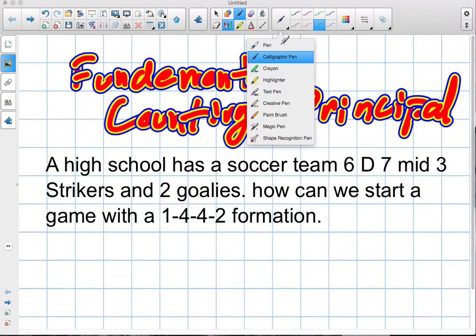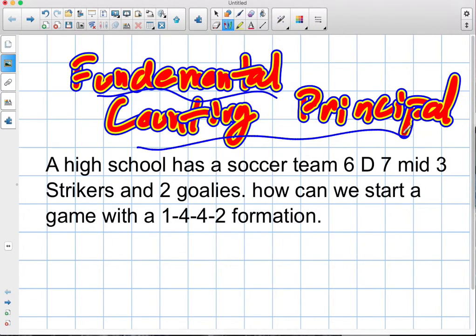We're going to look at what they call fundamental counting principles. So we've been given our question here, and I shortened it so that we can read through it quickly and just pull out the important information.